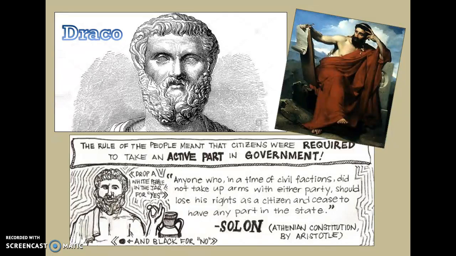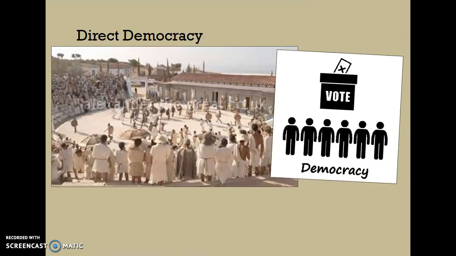Too many people owed money or were debt slaves, and they could never get out of that because you weren't making any money. You were always giving it back to the person that you owed. So make sure you know these two guys, Draco and Solon. We like to remember Solon as "so long" to debt slavery because he got rid of it.